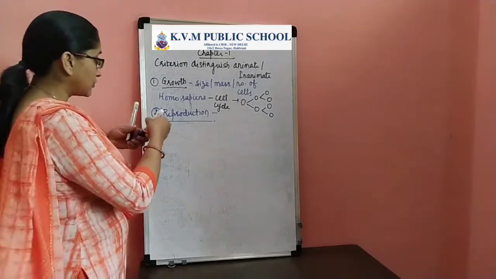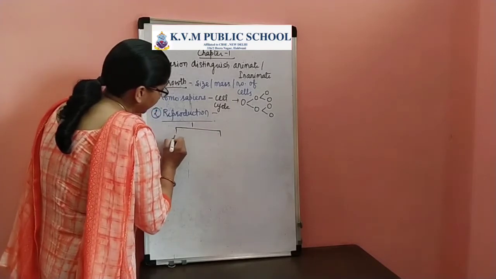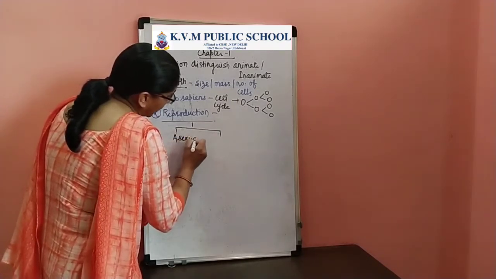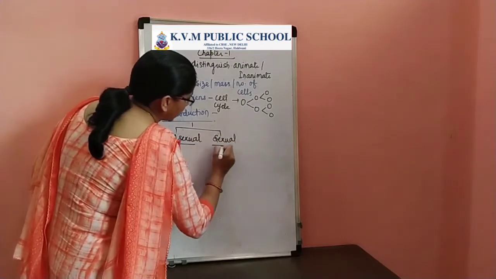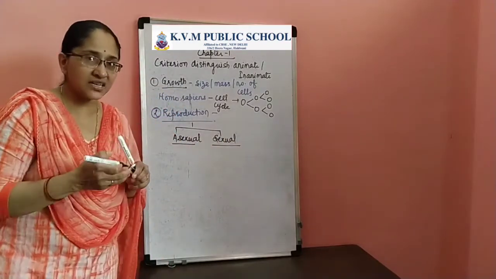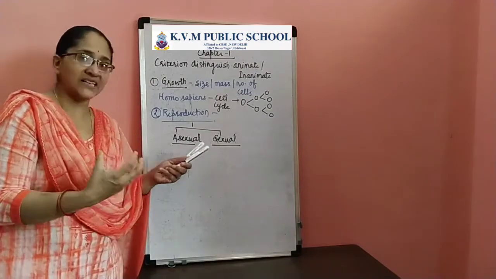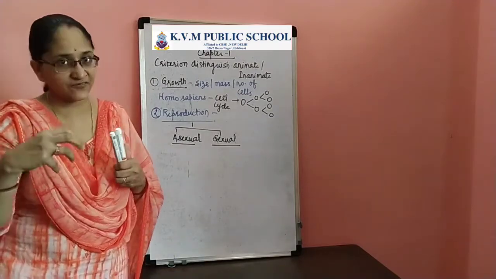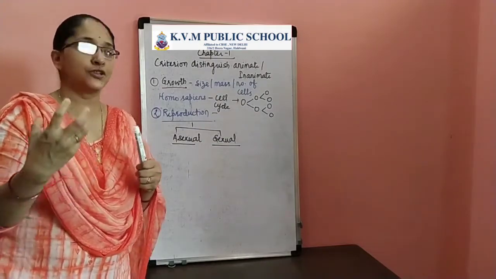When I talk about reproduction, we know that organisms either reproduce by asexual means or by sexual means. In the case of asexual reproduction, a single individual will give rise to offspring, whereas in sexual reproduction, there is fusion of the male and the female gamete so as to produce the offspring.